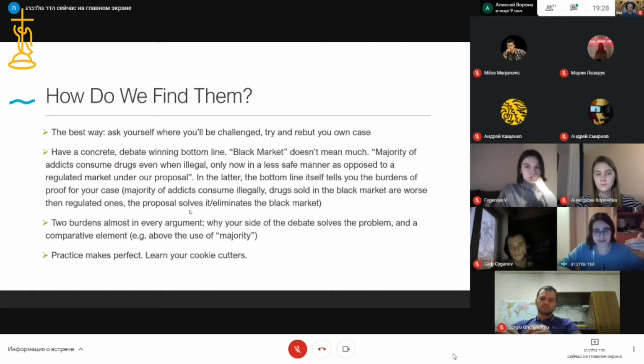The more that we practice it, the more that we actually force ourselves to find the burdens for more different arguments, the easier it will come to us, because arguments tend to repeat themselves. They have a lot of similarities between different debates. So if we do it often, it will just come faster from one debate to another. Other questions before we go through analyzing some examples?